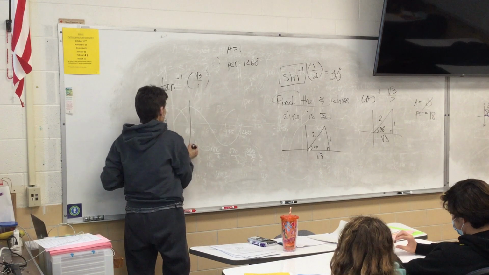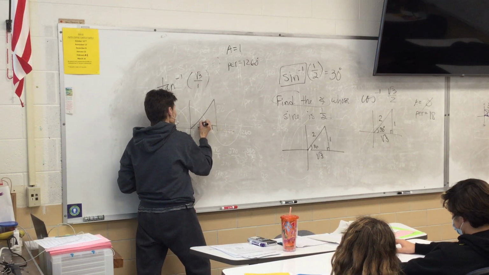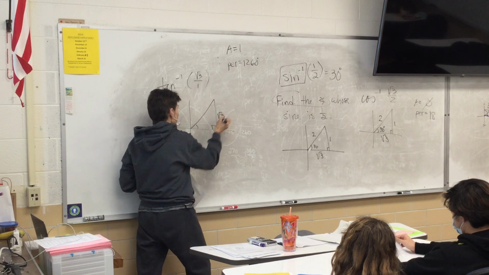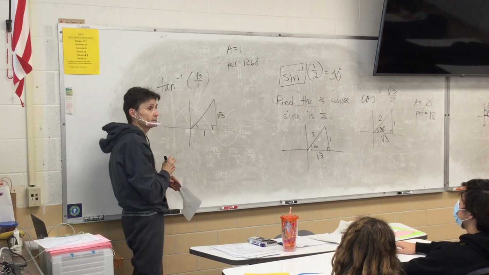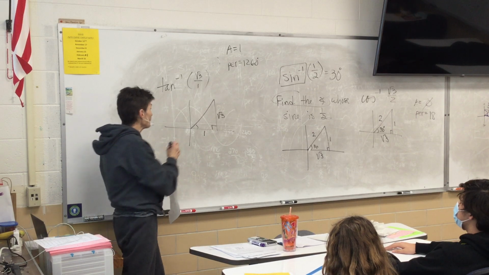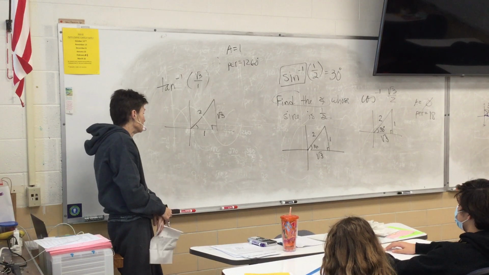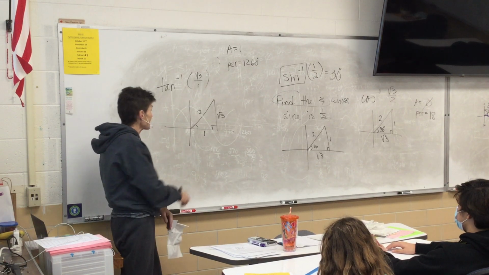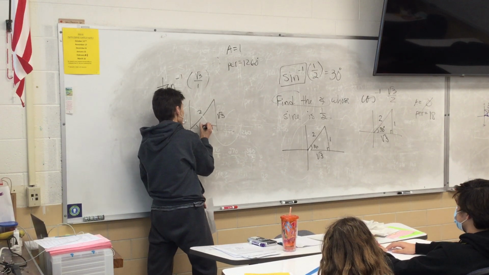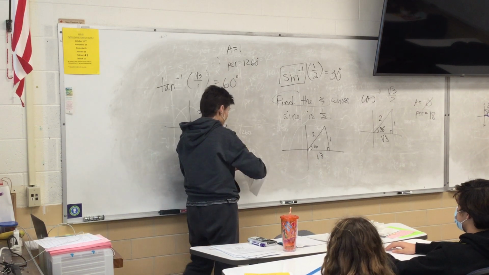So I'm going to draw my triangle, and the opposite is √3, and the adjacent is 1. Now that would make the hypotenuse 2. Those are my special numbers, right? How big is that angle? 60. So the answer to the problem is 60 degrees.